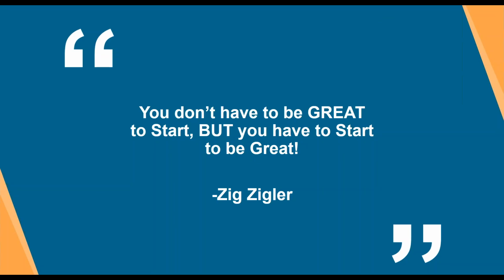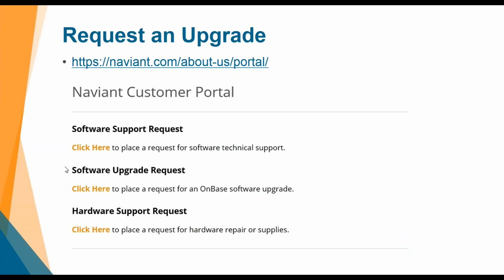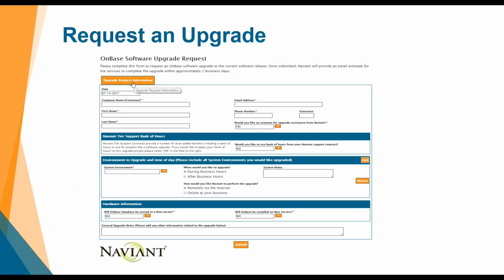So Jen, how do they get started? Well, we've actually created a nice little Unity form for this. You don't have to be great to start, but you have to start to be great, which is a great quote because you're not going to get anywhere unless you start. Out on our website, on our customer portal, we have created a new form to request an upgrade. So you can go right out to our website, and we've shared out this Unity form.